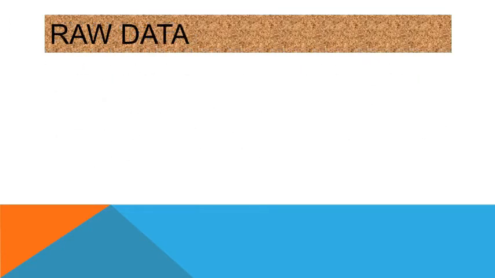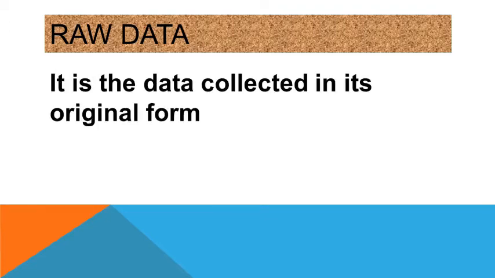Now let's see what is raw data. It is the data collected in its original form. Original form means it has been collected as it has been provided to you. We record the information in the same way as it has been given to us.